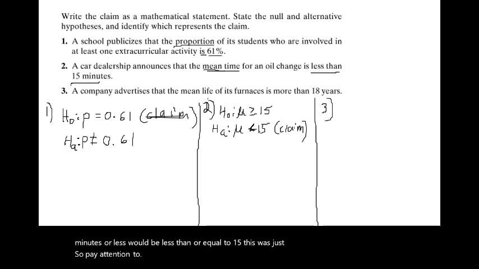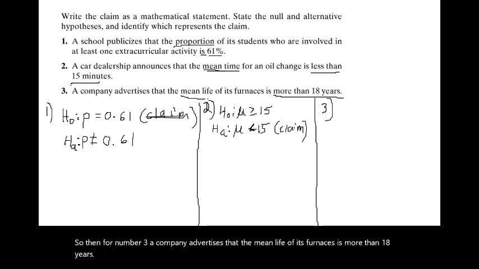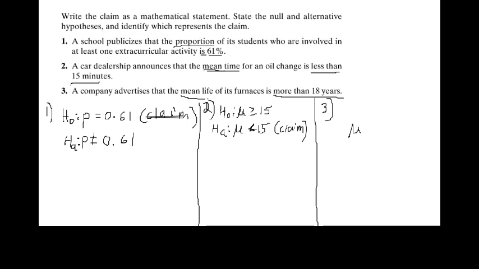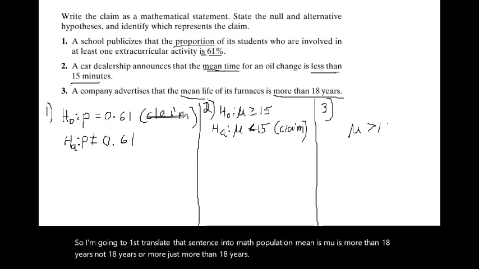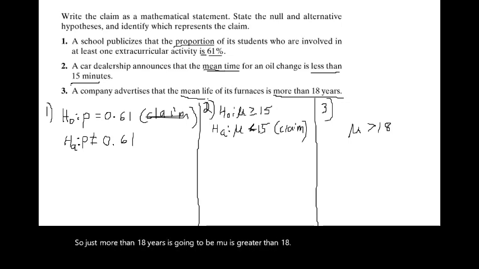So then for number 3, a company advertises that the mean life of its furnaces is more than 18 years. So I'm going to first translate that sentence into math. Population mean is mu, is more than 18 years. Not 18 years or more, just more than 18 years. So just more than 18 years is going to be mu is greater than 18. If it were 18 years or more, this would be greater than or equal to. But because it's just more than 18 years, it's just mu is greater than 18, and I'm going to label that as my claim.